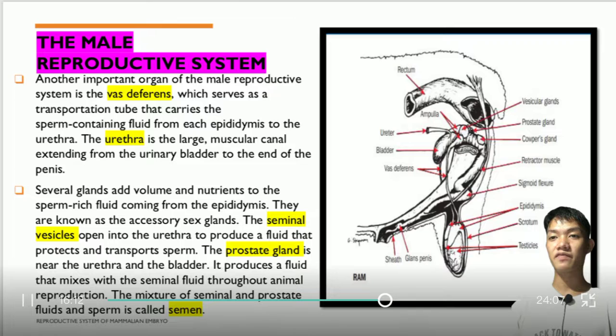Several glands add volume and nutrients to the sperm-rich fluid coming from the epididymis. They are known as the accessory sex glands. The seminal vesicles open into the urethra to produce a fluid that protects and transports sperm. The prostate gland is near the urethra and the bladder. It produces a fluid that mixes with the seminal fluid. The mixture of seminal and prostate fluids and sperm is called semen.